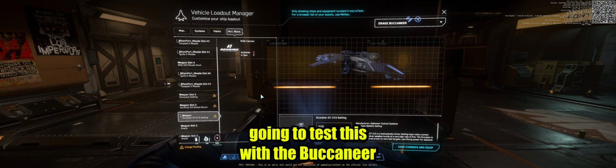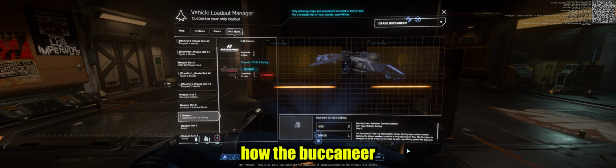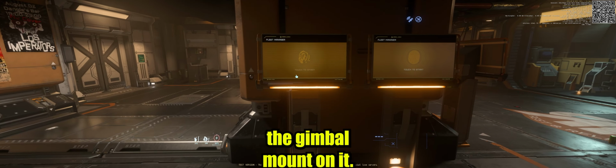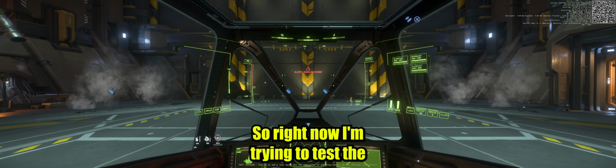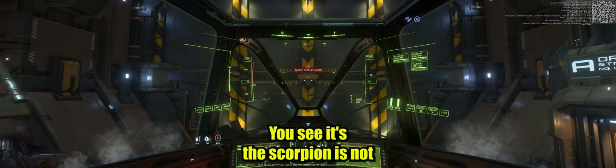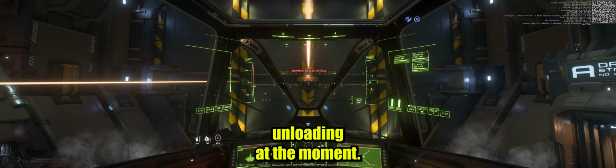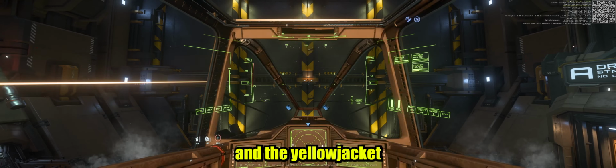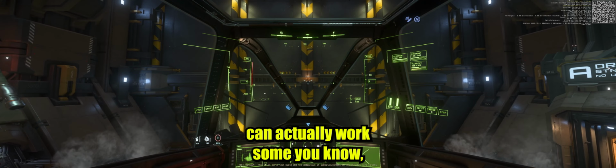So in here, I'm going to test this with the Buccaneer. You're going to see how the Buccaneer has issues whenever I equip the gimbal mount on it. So right now, I'm trying to test the gimbals. Yeah, you see? The Scorpion is not unloading at the moment. Only the two other ballistic weapons on the right side, the Remnant and the Yellow Jacket, can actually work. So, you know, there you go.